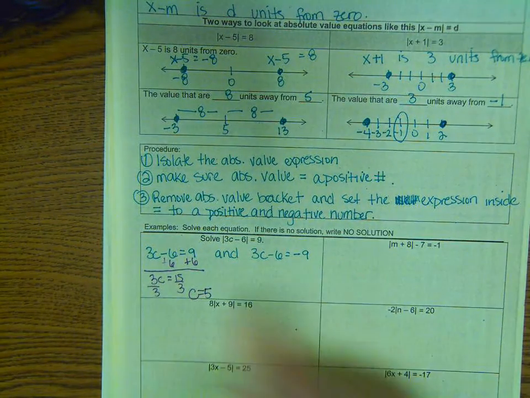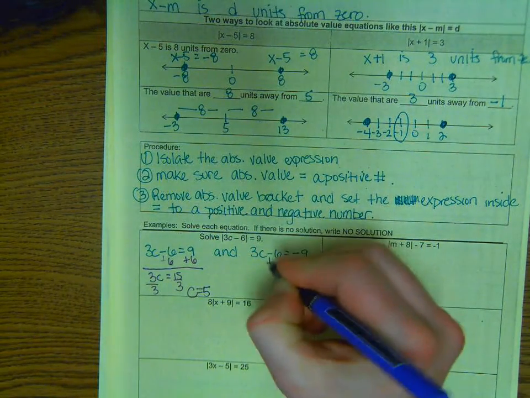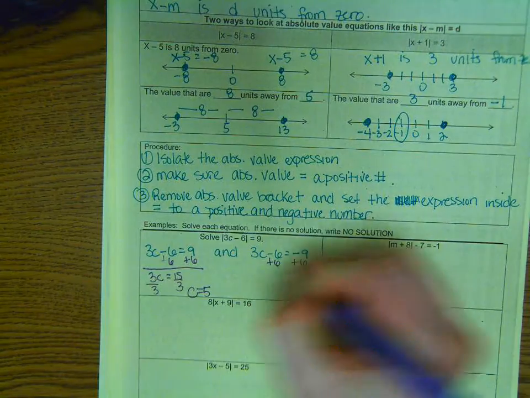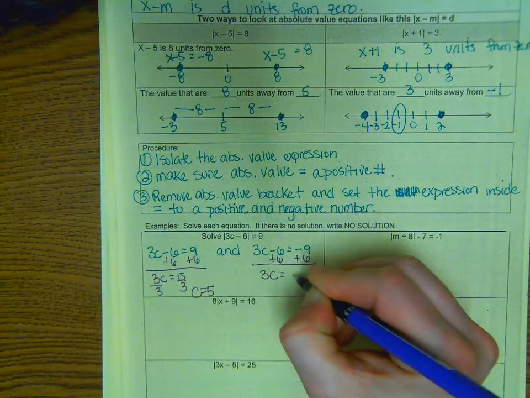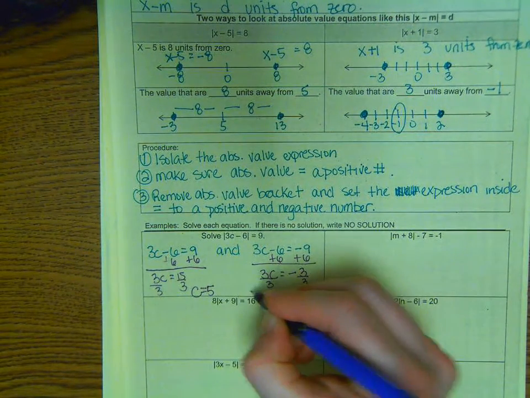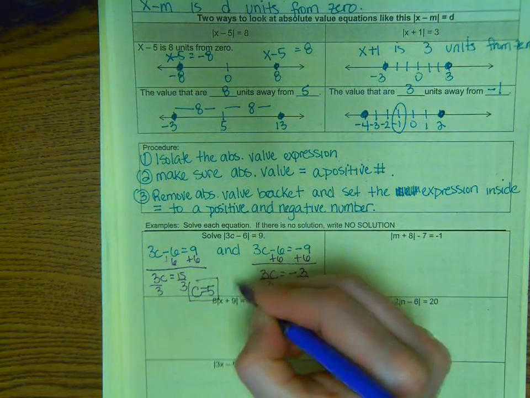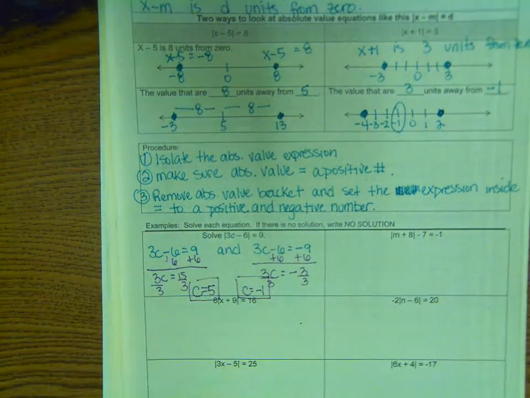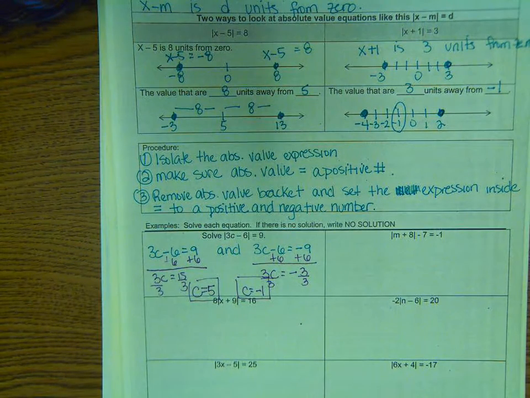Here we go. Add 6. What do we get on this side? -3. Divide by 3. What does c equal? -1. So make sure that you box or circle both answers so you understand that both of those are solutions. Because if you would put them inside, they would both make it true.